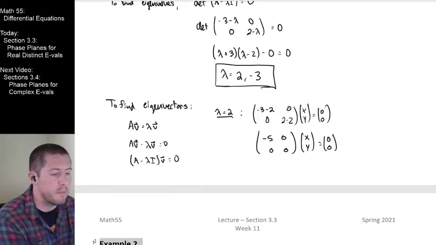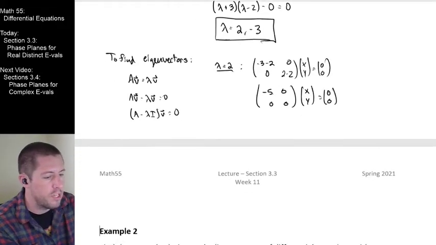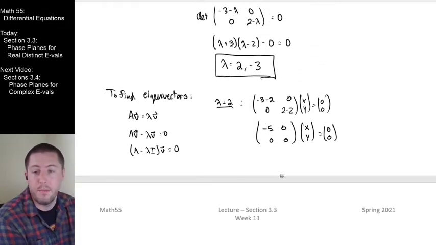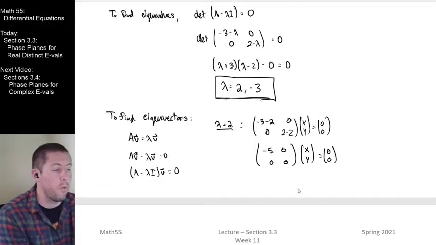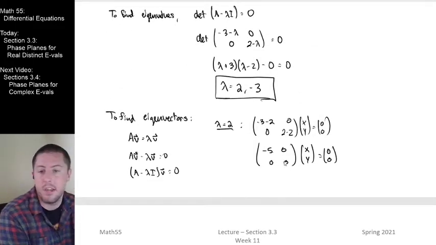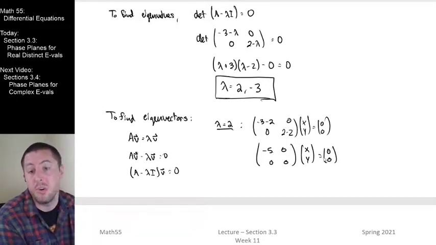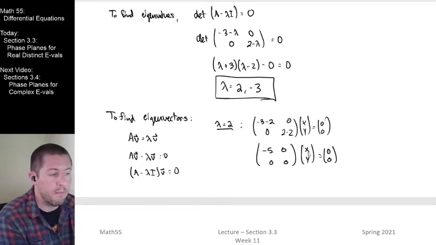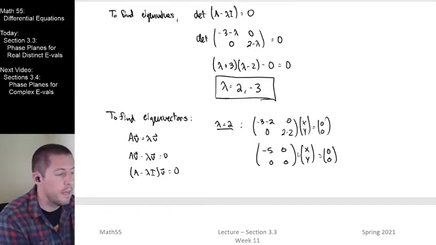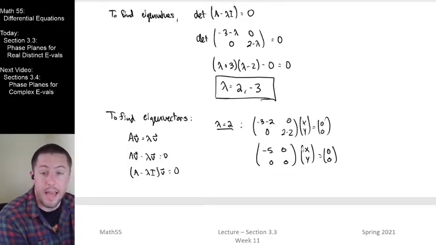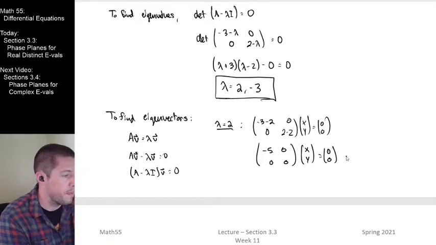If there were ever two distinct pieces of information that you were getting out from each line right here, then that's a guarantee that you did something wrong along the way. Notice that our second line right here says 0x plus 0y equals 0. Well, that's true for any values of x, y. That's not really helpful. What I'm noticing here is that I can come up with some better relationship right here. It looks to me like I need negative 5 times x plus 0 times y to be equal to 0. What that says to me is that y can be anything as long as x is equal to 0.